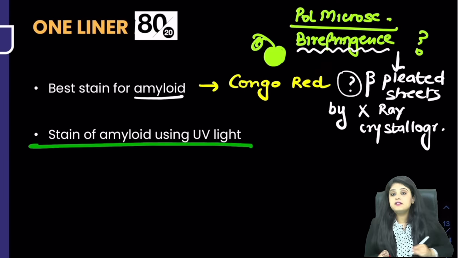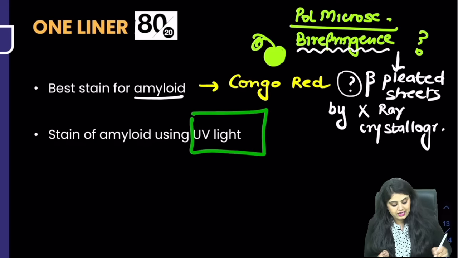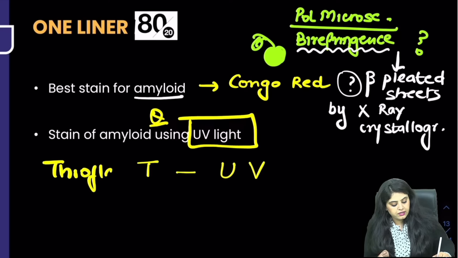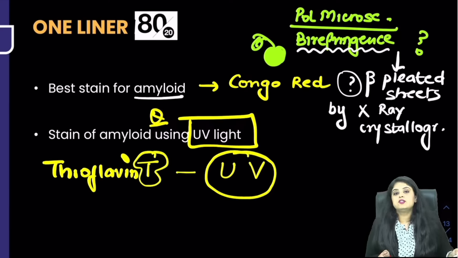But what is the stain for amyloid where I will have to utilize ultraviolet light? Again, a previous year INI-CET question. And that is going to be, we learn it in alphabets like TUV. That means thioflavin T will require ultraviolet light. Again, that's a previous year question. Done. Everyone knows this. Perfect.